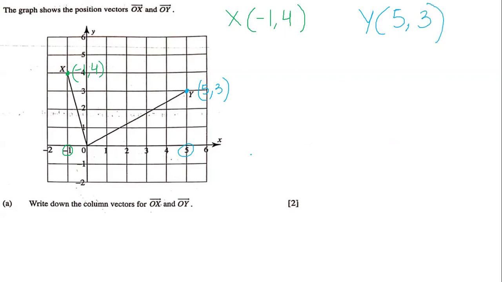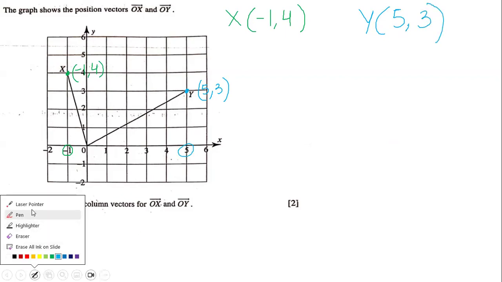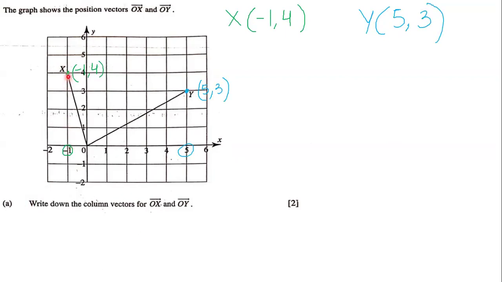And so what do we have? Well, we have that the coordinates of X is -1, 4, right? That's the coordinates of X. And the coordinates of Y is 5 and 3. And so these are the coordinates of X and Y.